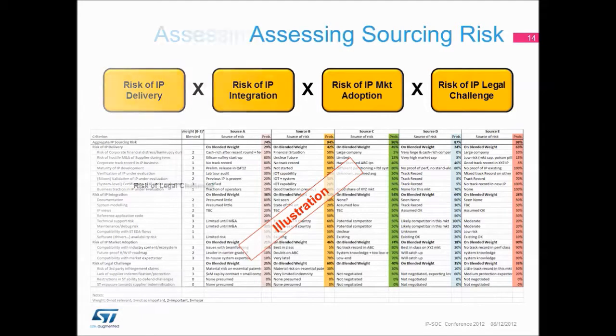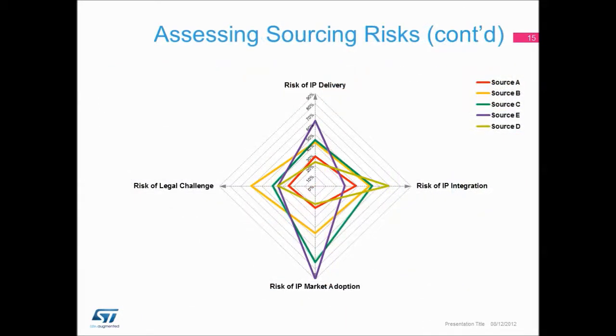Then ultimately you get this 4-axis radar screen, which, for instance, captures the outcome of that. So you can see source A, for instance, in this case, appears to be the least risky in all dimensions, while the purple source here, source E, appears to be less risky legally, probably because it's a stronger company and maybe with a lot of indemnification and protection like that.